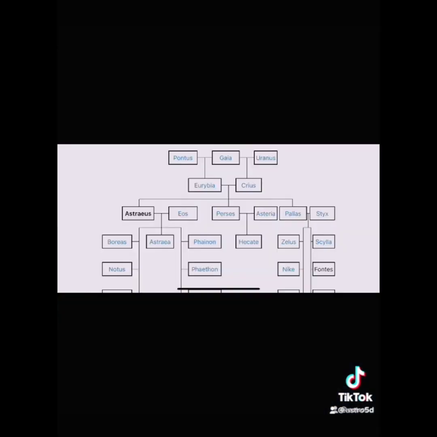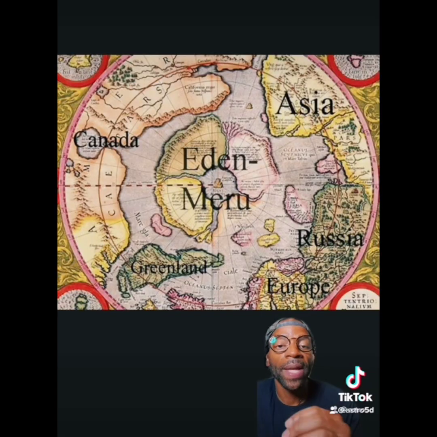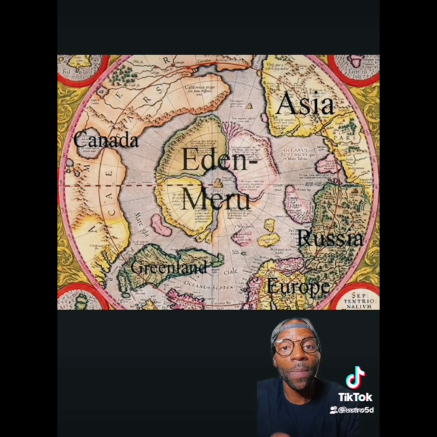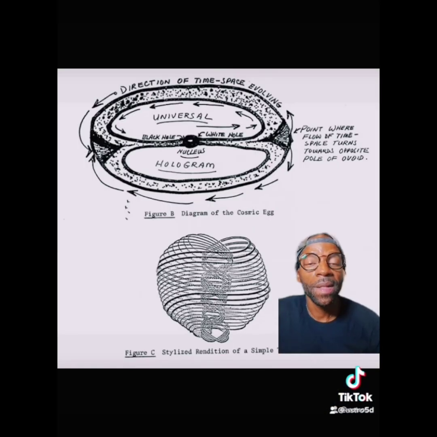Oh, before I forget, here's the family tree of Boreas. Let me know a name that you see on there that's used in our everyday reality. Okay, so our reality started in the Garden of Eden, the center of our plane, the magnetic North Pole. To better understand this, let's take a look at this declassified CIA file.